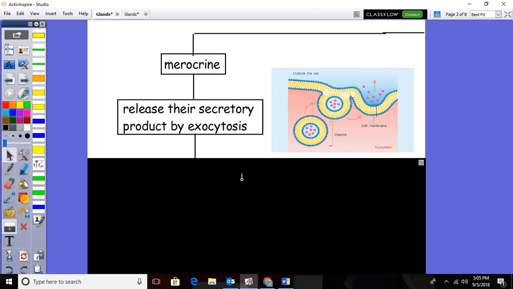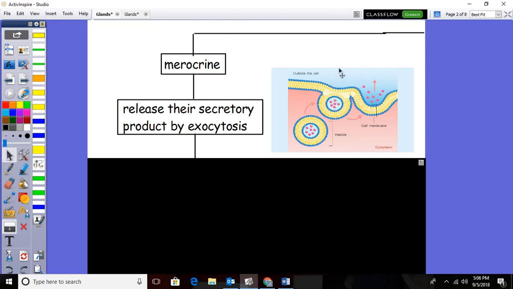Merocrine glands release their secretory product into their duct by exocytosis. I don't know if you remember learning about that in your biology class, but I put a picture of it here and you'll see one on your long sheet. Exocytosis involves vesicles, like the one shown here, which is used for transport. In exocytosis, a vesicle fuses with the cell membrane and then dumps its contents outside.